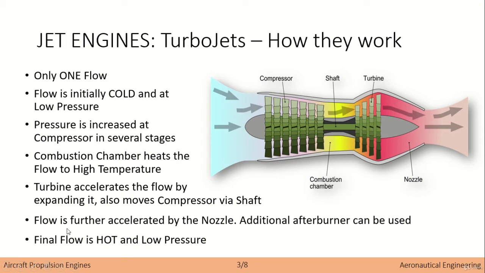Finally, the flow is further accelerated by the nozzle, due to the geometric conditions of the nozzle, and we can also use an additional afterburner, as we discussed in previous classes. So the idea is that the final flow is hot, it will have quite a high temperature and will also become low pressure. So this flow is basically optimized in order to be at high velocity.